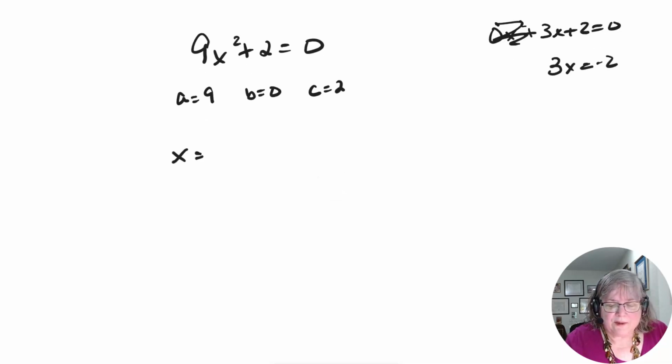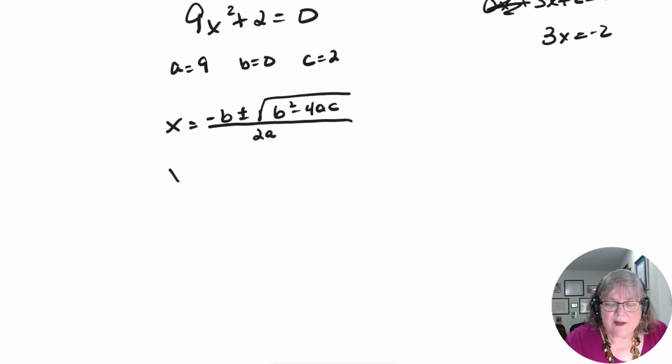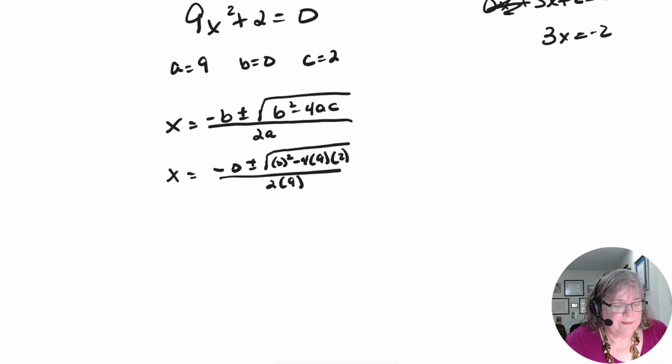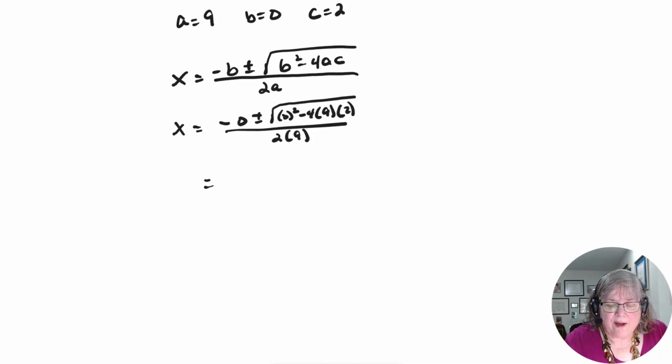So x equals negative b plus or minus square root b squared minus 4ac all over 2a. So x is minus 0 plus or minus square root of 0 squared minus 4 times a times c all over 2 times a. So you have nothing in the front plus or minus the square root of negative 72 over 18.